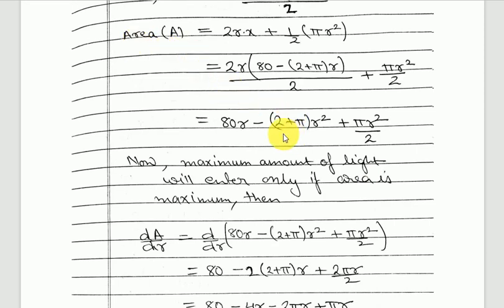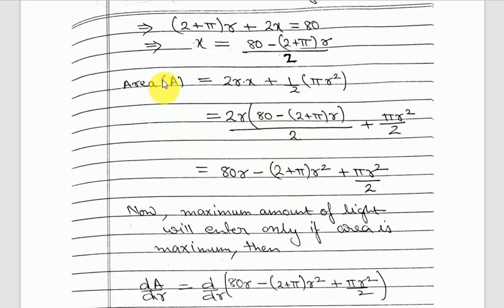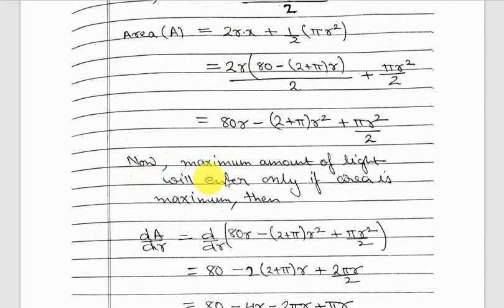Now we will find the value of r for which the area is maximum. Once the value of r is found, then automatically you can find the value of x also. That's how you can find the dimensions of the rectangle for which the area will be maximum, so that the maximum amount of light can enter. The maximum amount of light will enter only if the area is maximum.